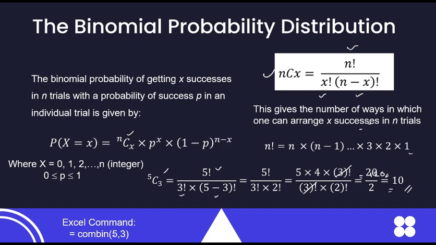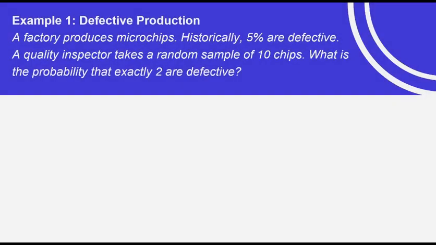Remember, don't write COMBIN 3, comma 5. It will give you no result because you have to write the value of n first and then the value of x. Now, these will be used for computing binomial probabilities. Let us directly start with a problem and try to understand how it can be solved.